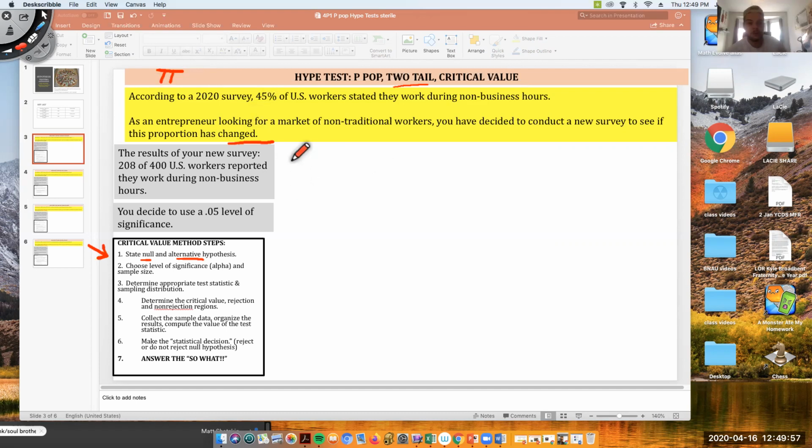For the null, you would say that 45% of U.S. workers equals, like, working during non-business hours, right? Okay. So how do we express that with symbols and math? That would equal your P-pop, correct? Mm-hmm. So something like that?